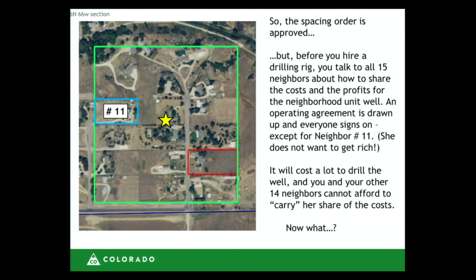So you get your spacing order approved, but before you go hire a drilling rig, and it's going to cost a lot of money to drill this well, you go and talk to all 15 of your neighbors in this drilling and spacing unit, and you talk about how you're going to share in the cost to drill the well, and then how you're going to share in the profits, because that's what it's all about. And so you work up an operating agreement, and everyone signs in except for neighbor number 11. Neighbor number 11 is just not interested. She doesn't want to get rich.